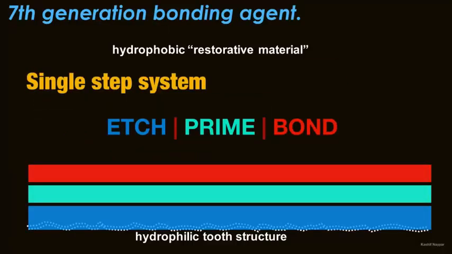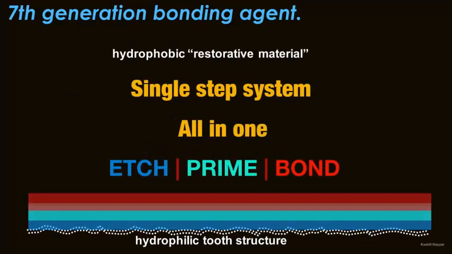And then we were introduced with the 7th generation bonding agent. This was a single step system in which the etch step, the prime step, and the bonding step all were joined in just one component. So the one system, or a single step system, was capable of etching and priming and bonding all together, and it removed a number of steps, and it can be used as selective etching method, and you can use it as self-etching method.